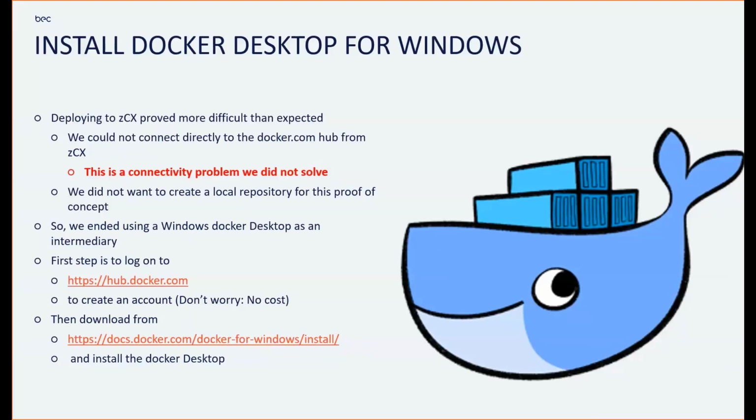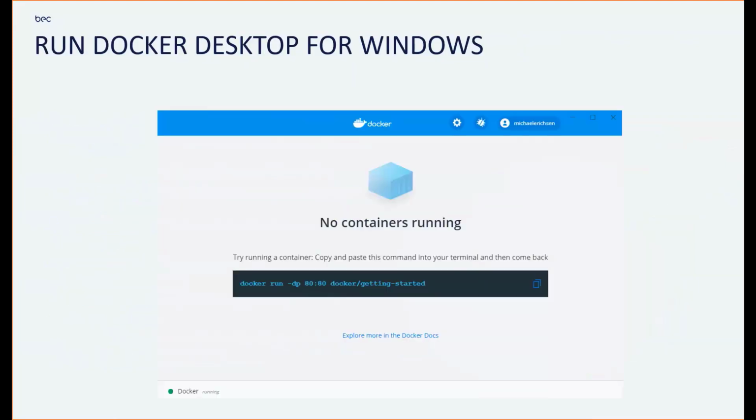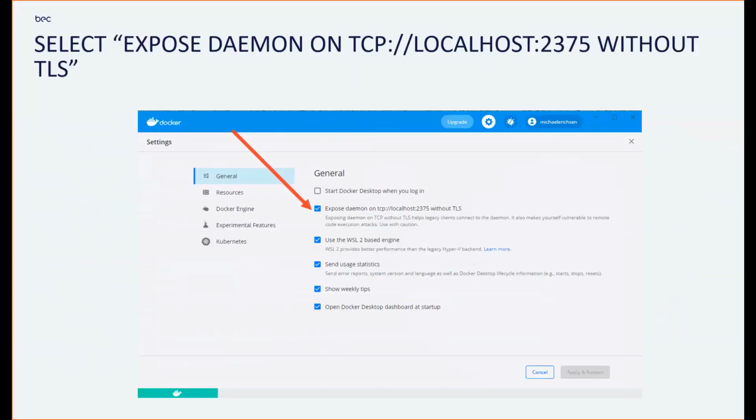So we installed Docker Desktop on Windows as an intermediate. And you can log on and create an account, which doesn't cost anything, and then download the installation package from the link given here, and then install Docker Desktop. And when you run it, it will say no containers running, but then you can start putting containers into it. There are a few parameters which you should set here, and we have put them here.